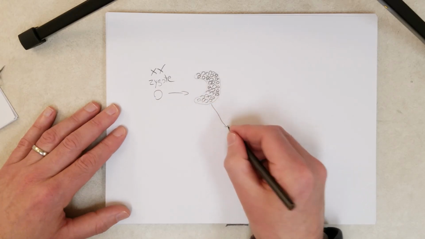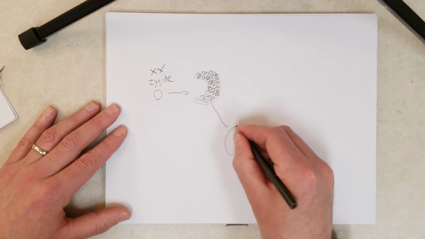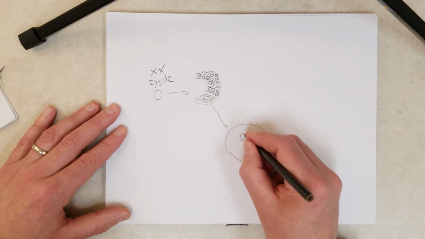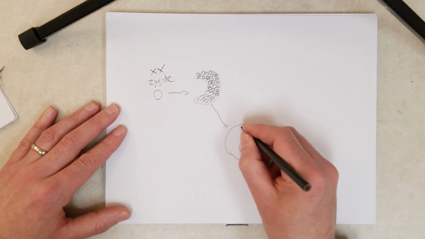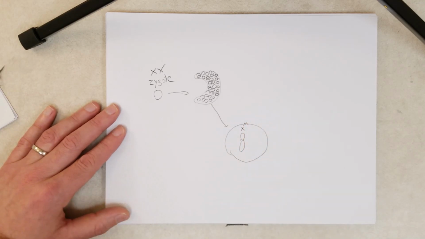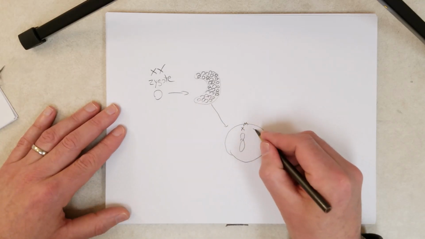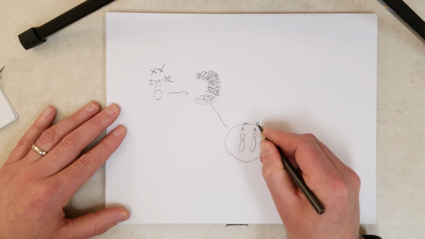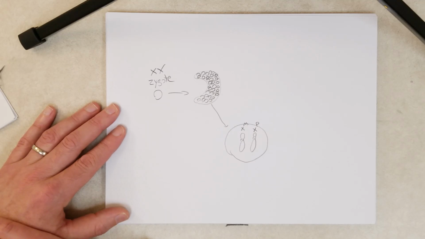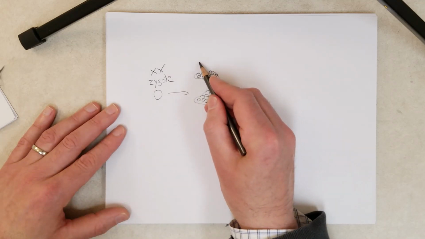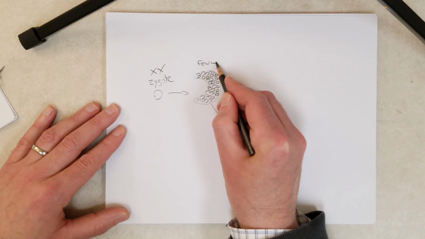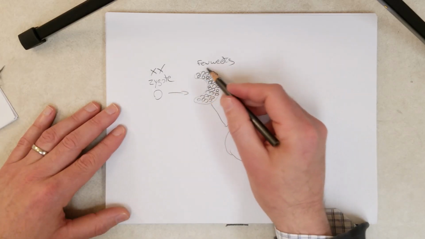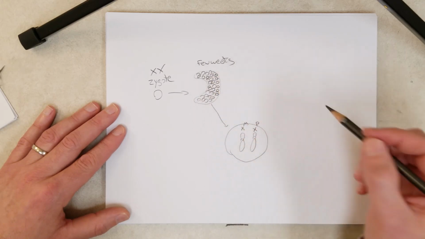Now let's take one of these cells here. And we have an X chromosome here from mom, so X maternal, and there's an X chromosome that was inherited from dad here. This is X paternal, and they're both active. Now let's say this is a few weeks after conception.